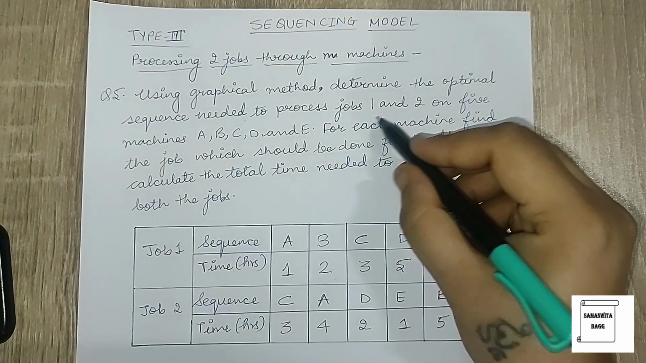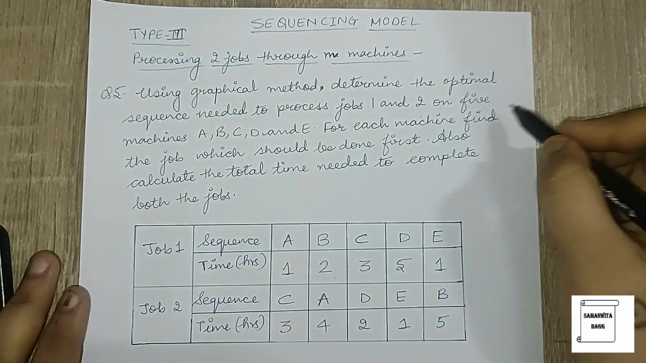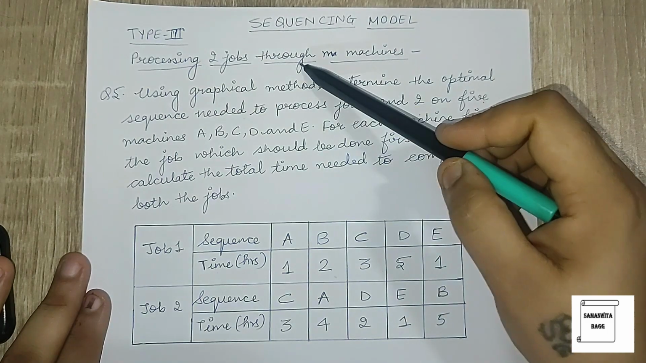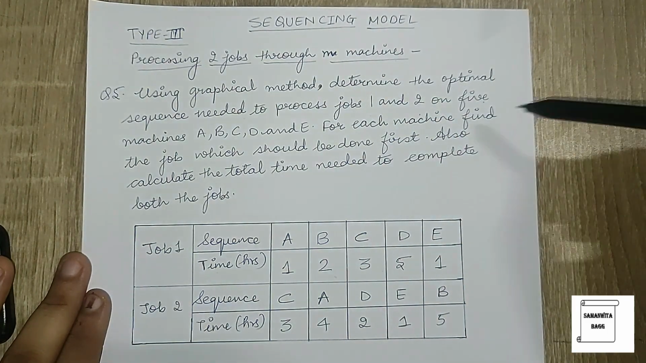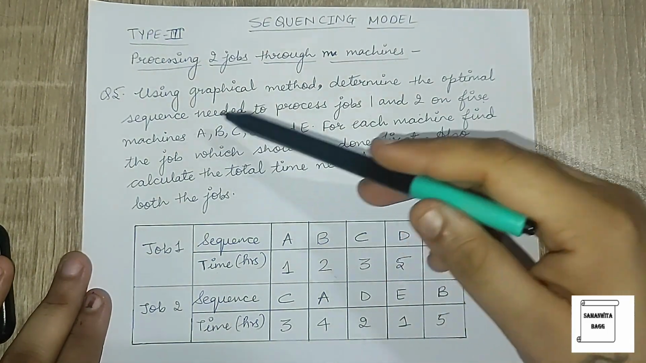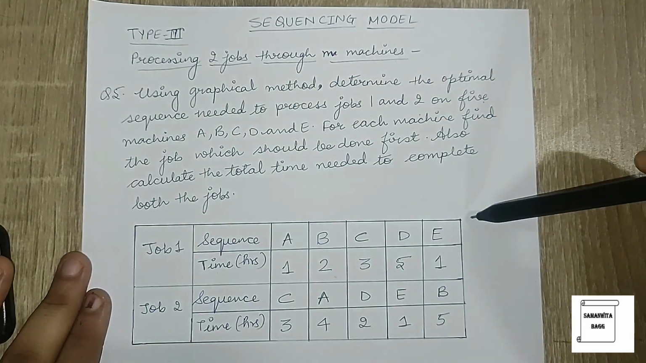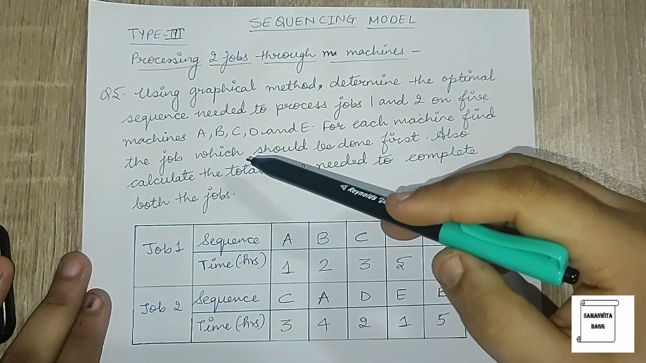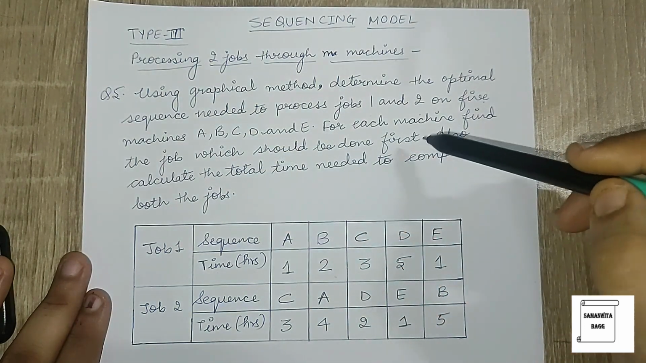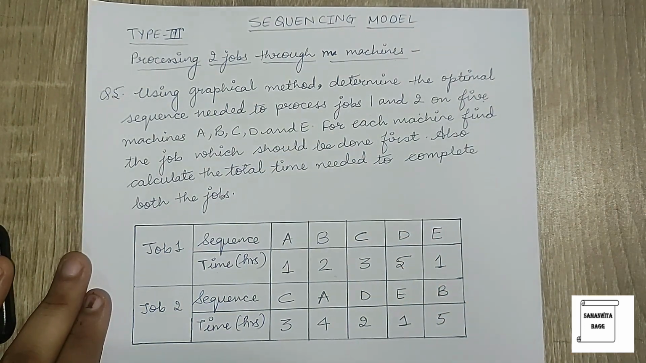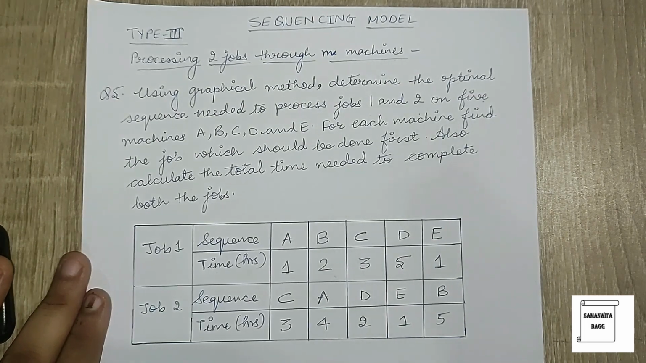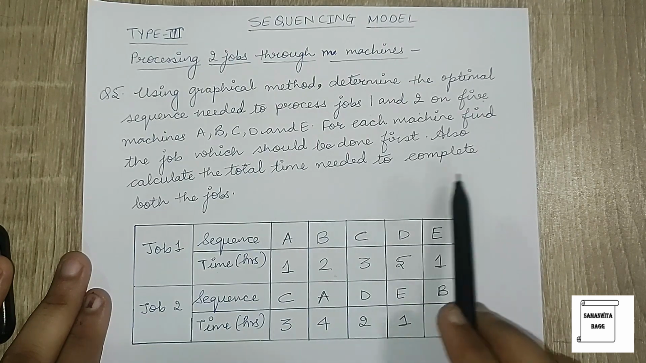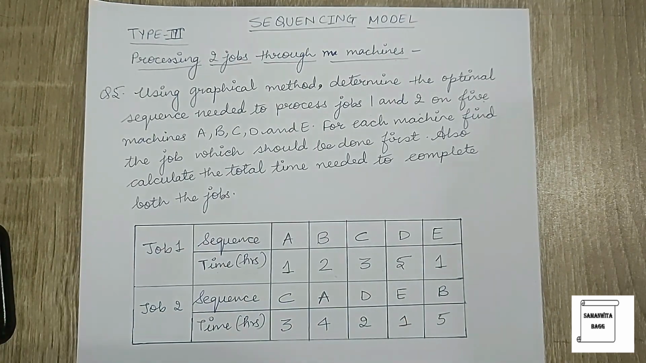So here you can see there are 2 jobs, 1 and 2, and they are being processed on 5 machines. That is why it is the problem of 2 jobs through M machines. The machines are A, B, C, D and E. For each machine, find the job which should be done first. So we need to figure out for each machine which job you are going to allocate first. Also calculate the total time needed to complete both the jobs.